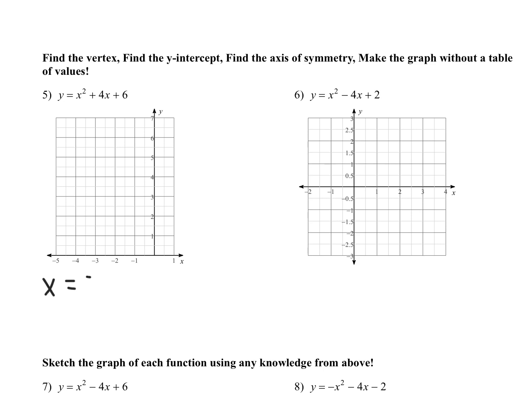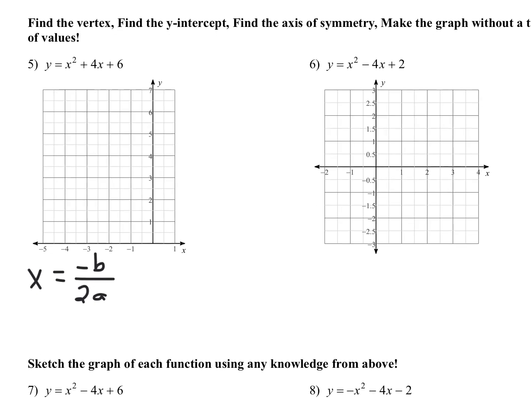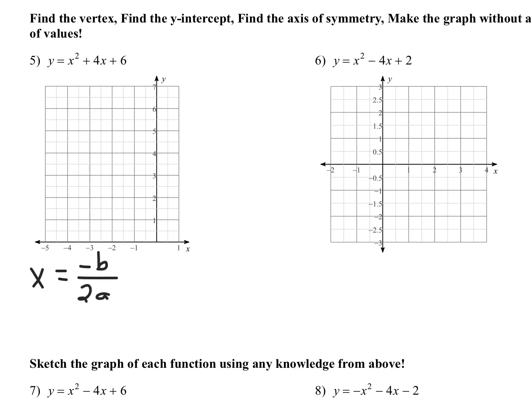Yep, x equals -b over 2a. What is my -b term? -4. And then 2, what's my a term? 1. Good. So now evaluate. I have -4 divided by 2, which is -2. What did that just give me? That's the x value of the vertex.